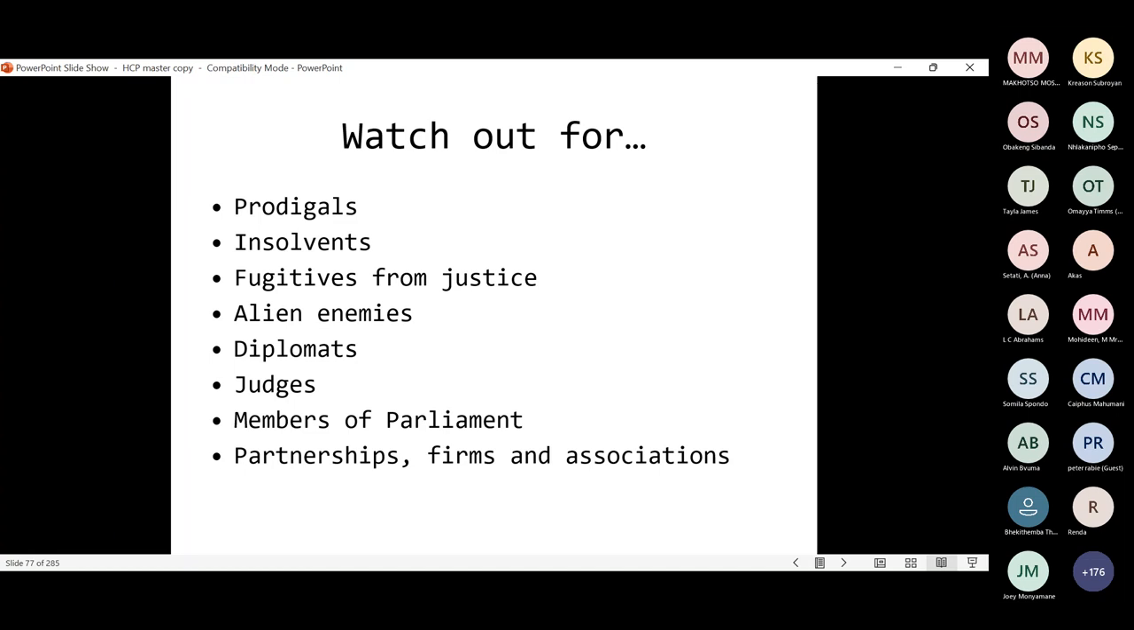Do I have any questions? Yes, can you ask? It's Kaifas. I just want you to clarify on diplomats. If I can't sue a diplomat, let's say I collide with a vehicle of a diplomat and my car gets badly damaged, how do I find recourse in that situation?